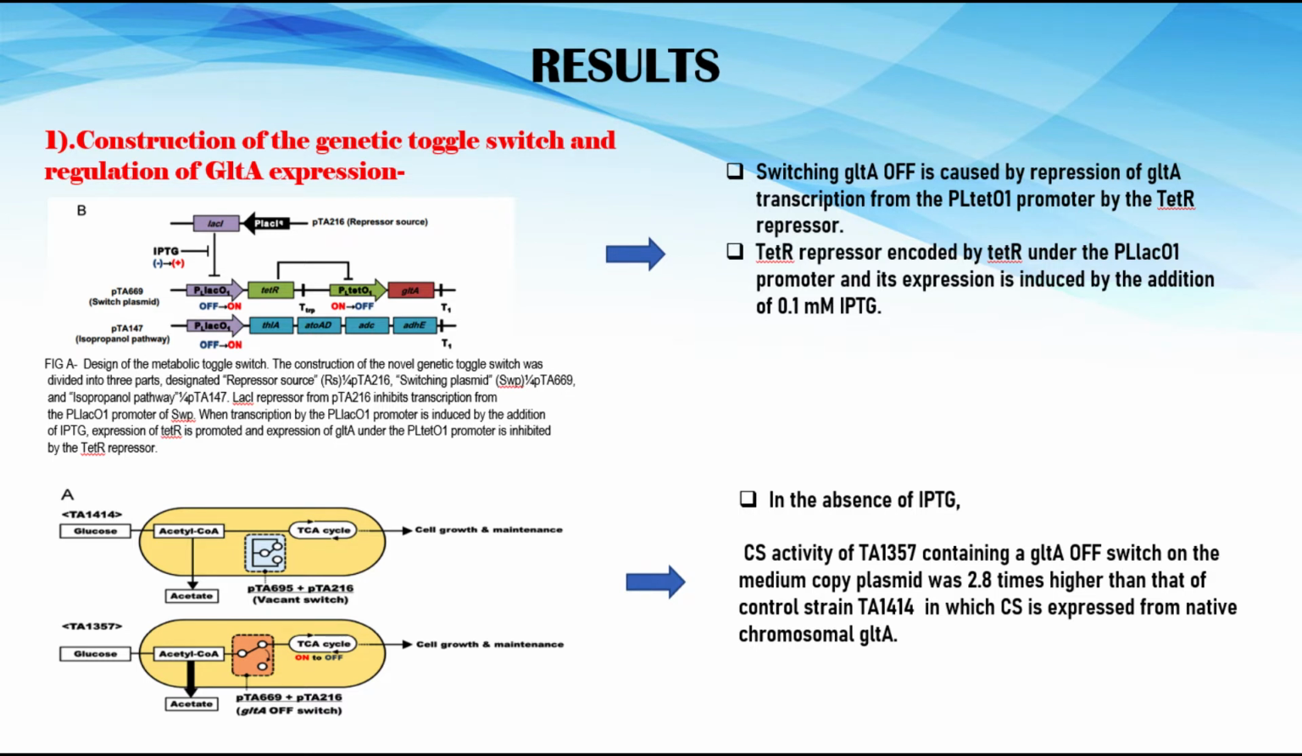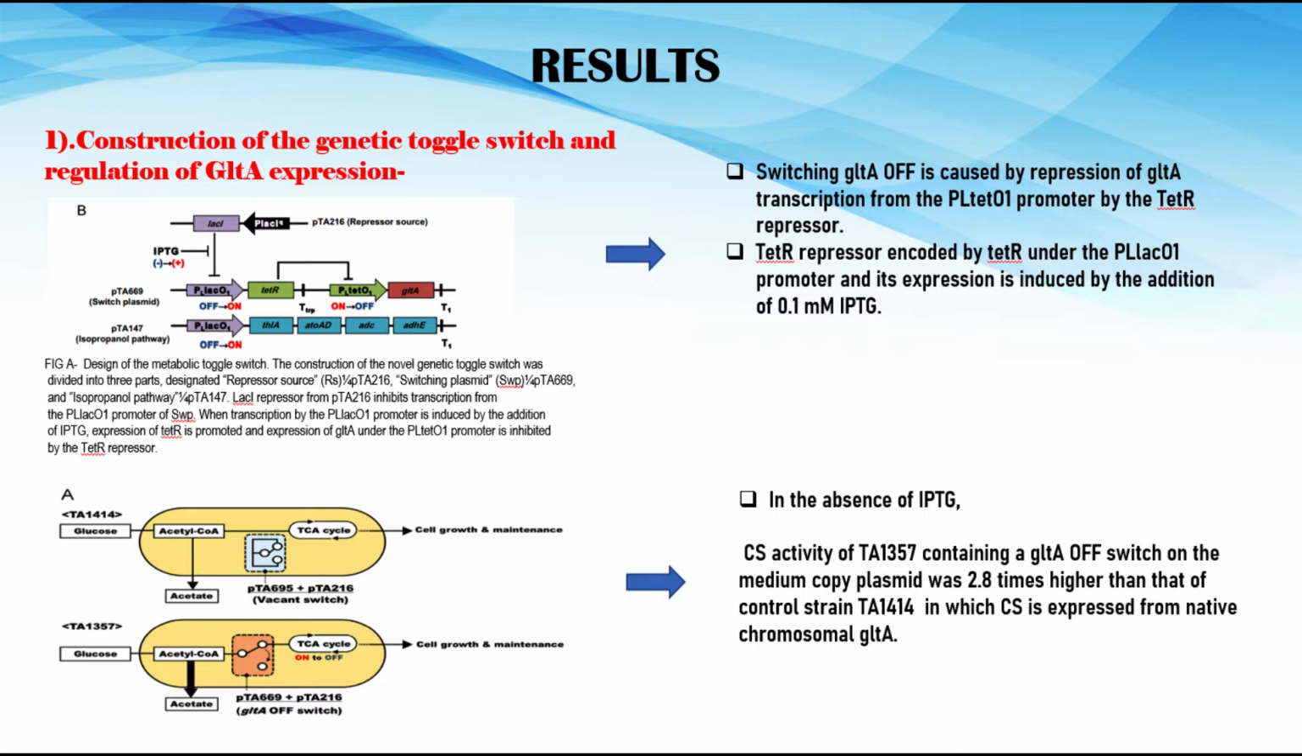First, we see the construction of the genetic toggle switch and the regulation of GLTA expression. Here, the first figure demonstrates the design of the metabolic toggle switch, and it is divided into three parts. The first is the repressor source, that is PTA216. Second is the switching plasmid, that is PTA669. And the third is the isopropanol pathway, that is PTA147.